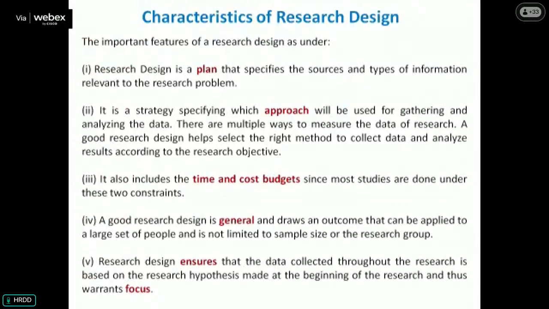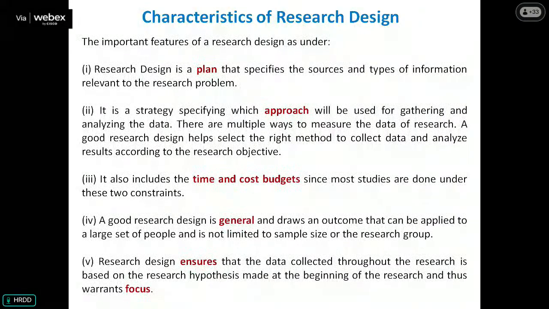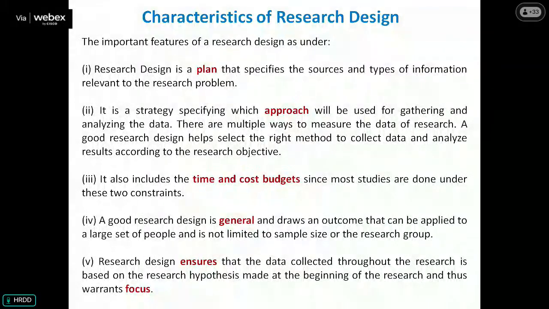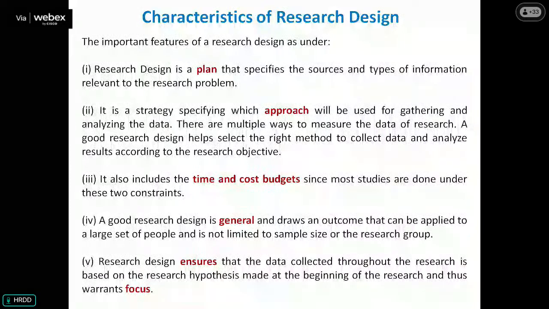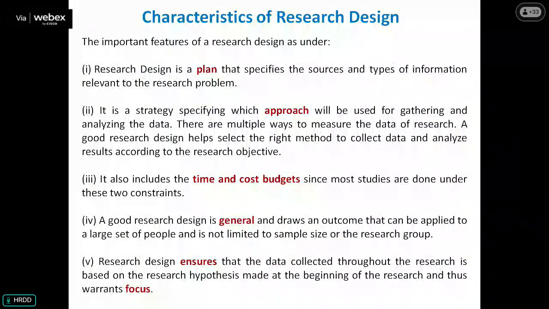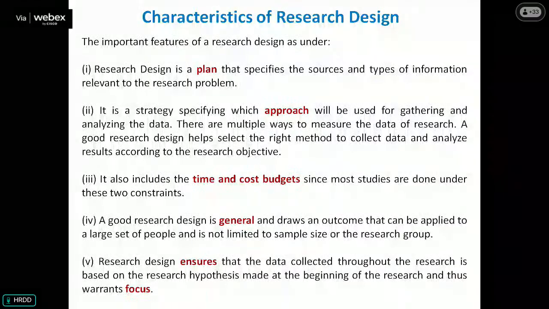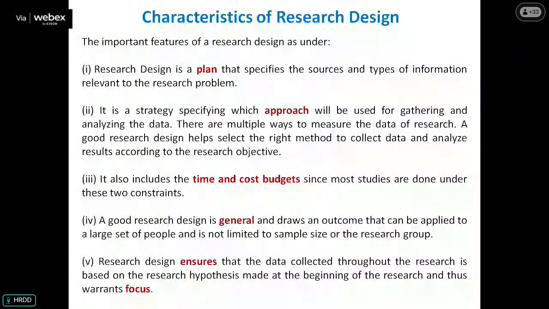Now, what are the characteristics? The research design is a plan that specifies the source and types of information relevant to the research problem. So basically, it's a plan. In research design, you are planning something. It's a strategy specifying which approach will be used for gathering and analyzing the data. Which approach you will use for going from a hypothesis to the result. There are multiple ways to measure the data of research. A good research design helps select the right method to collect data and analyze results according to the research objective. So based on your objective, you have to find the route, the pathway to reach the destination.